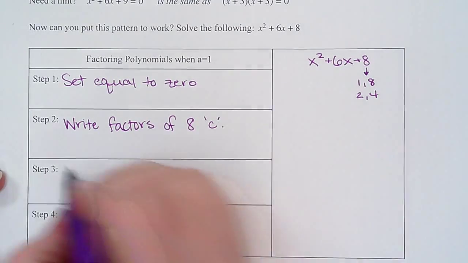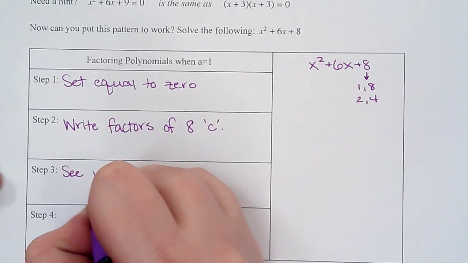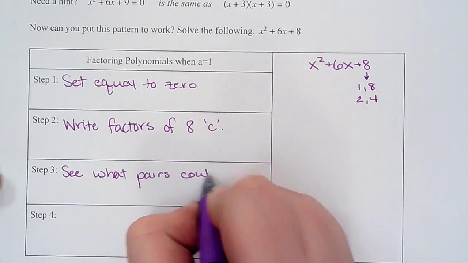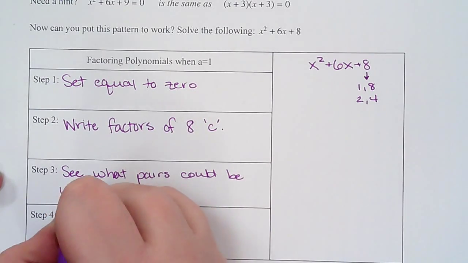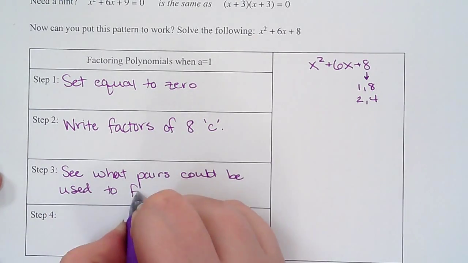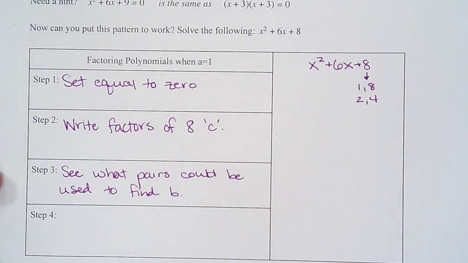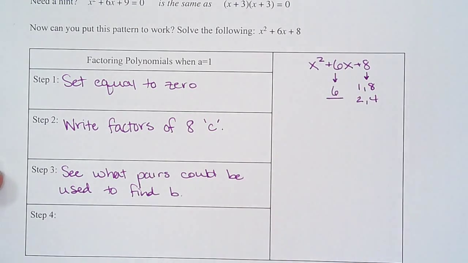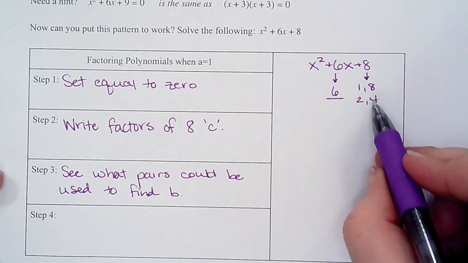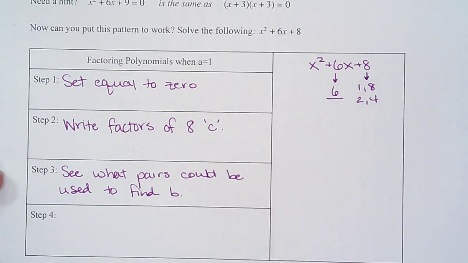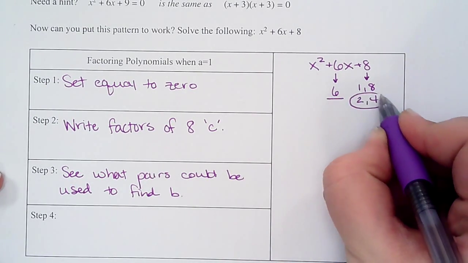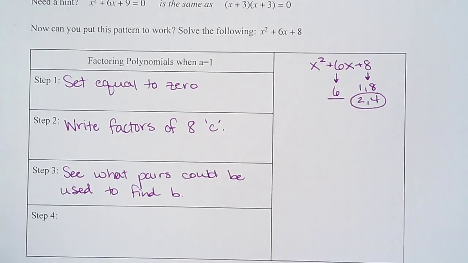Once I have my factors, I need to see what pairs could be used to find B. So what pairs could be used to find the number 6? If I look at these pairs, I notice that adding a 2 and a 4 could get me 6. So what I can do is use this pair in my equation.